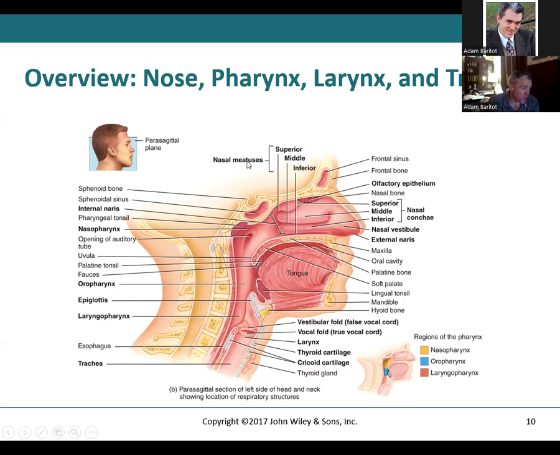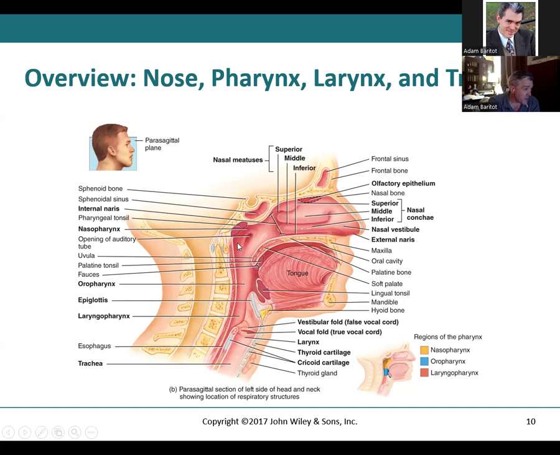Behind our conchae, we've got our meatuses, superior, middle, and inferior, to match our conchae. Those are holes by which they send air down into our system. Internal nares, that's a little aperture in the back of the throat. Sometimes you can feel it. It's way in the back, and it is very uncomfortable.